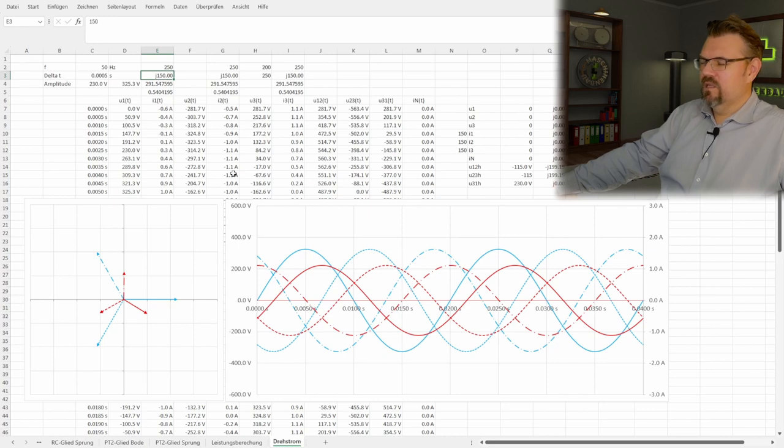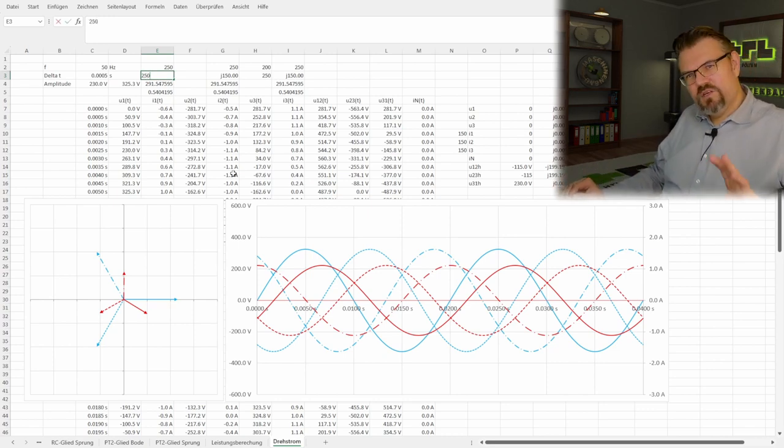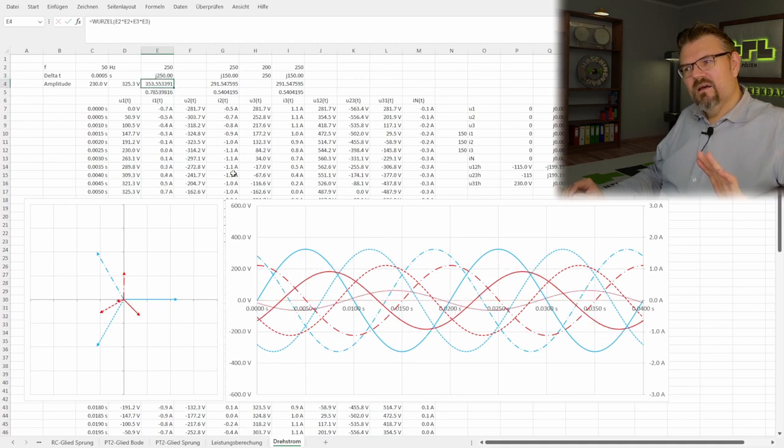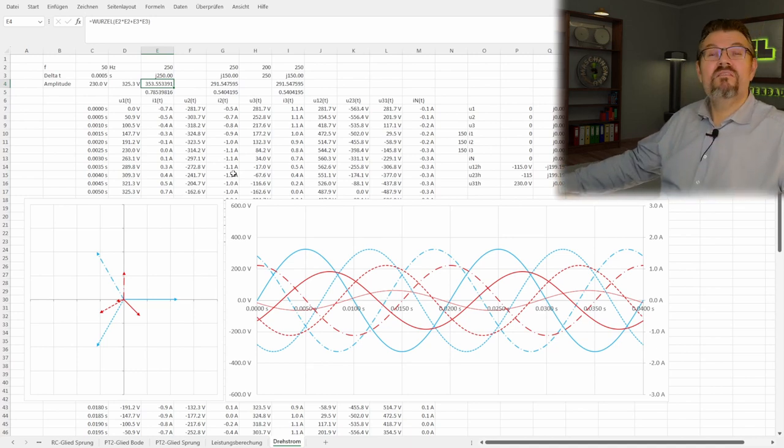Now we'll change a little bit. Let's go to 250 in the first phase. I will change the first phase. I have added now more reactance. And we see, since we have more resistance, I1 is getting smaller. U1 is the same. I1 is getting smaller. The other two are not affected.